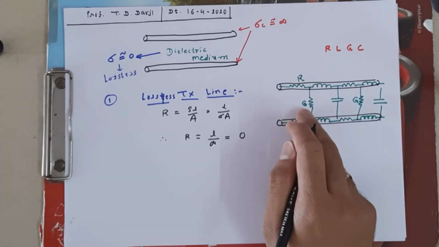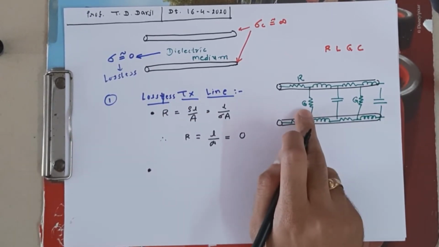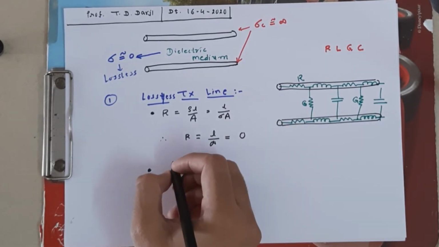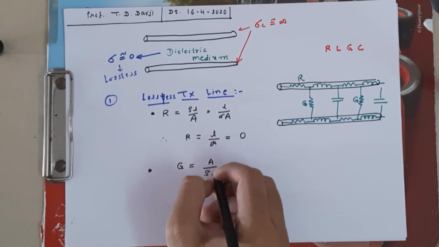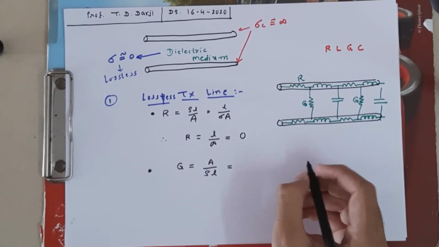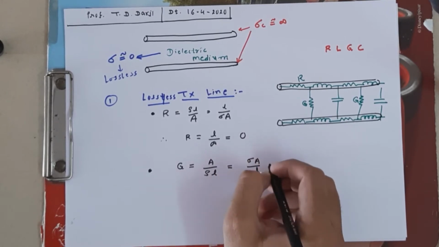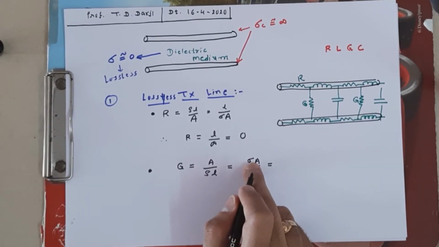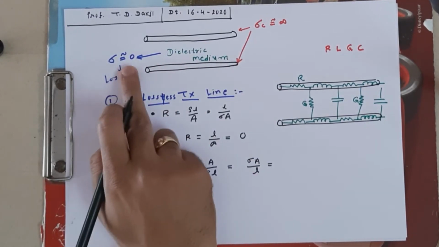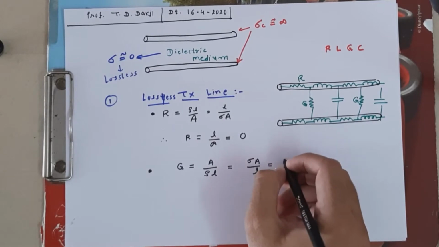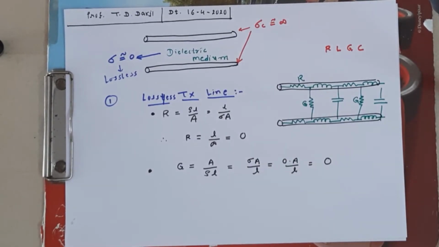Clear? So this is the first, the resistor. Second, conductance. We know that the equation of conductance is A upon rho L, which is nothing but the inverse of resistance. So it is sigma A by L. What is the conductivity of this dielectric material for a lossless transmission line? The conductivity is 0. So it is 0 into A by L. So it is 0.